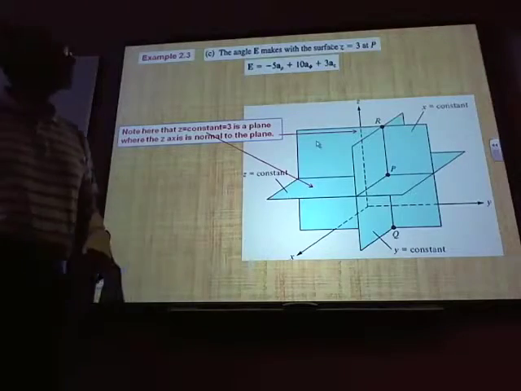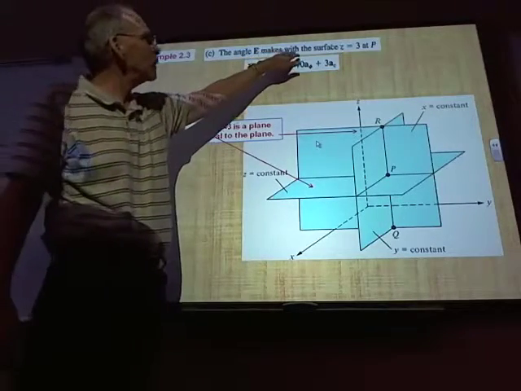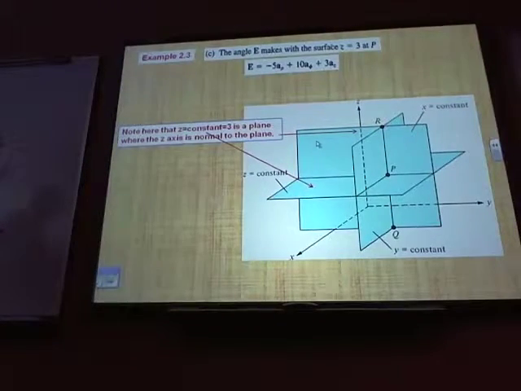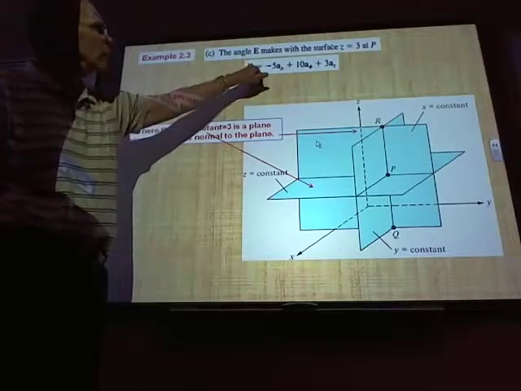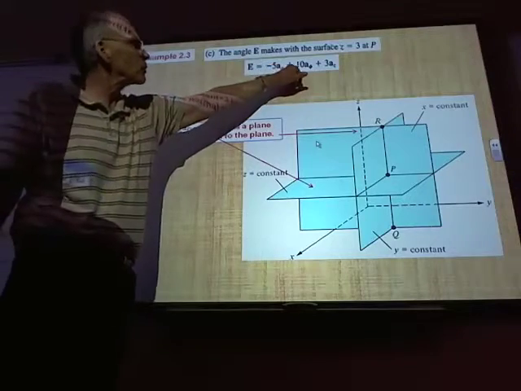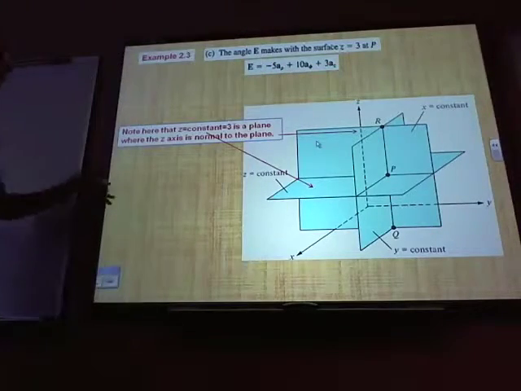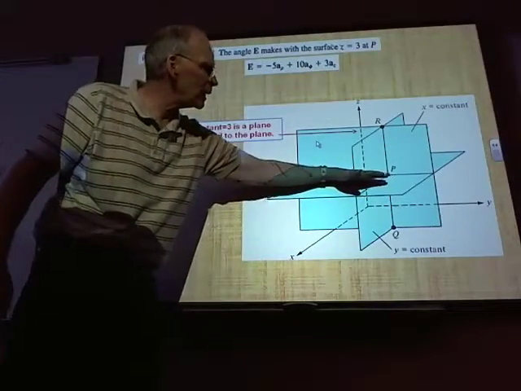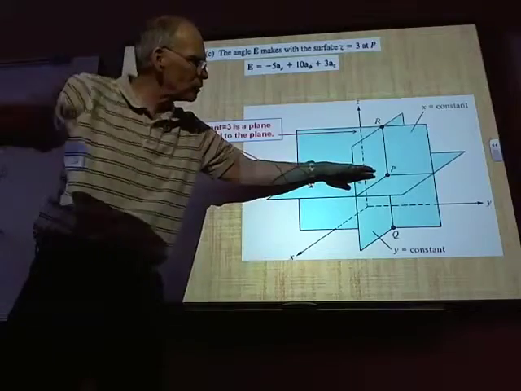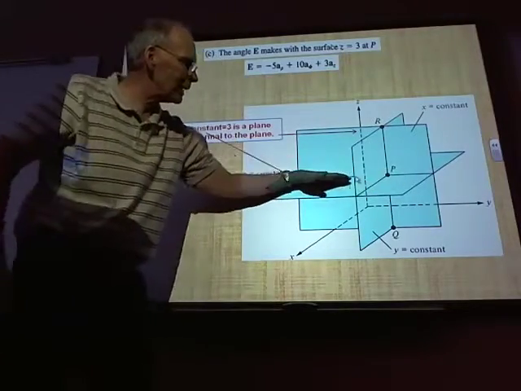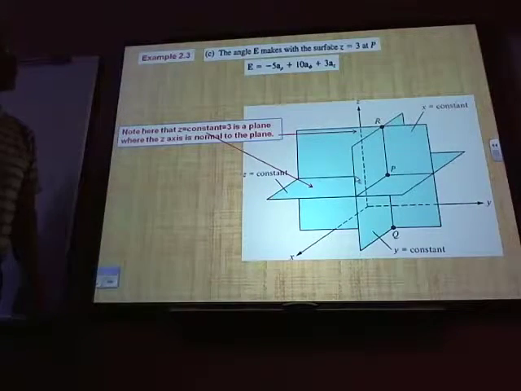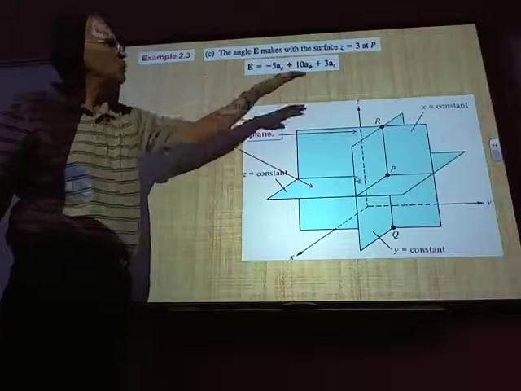Now we want to find the angle that E makes with the surface z equal to 3 at point P. So we've got E equal to minus 5 a_rho plus 10 a_phi. All right, we want to find that out. Note here that z equal to 3 is a plane that goes to plus or minus infinity in the x and y direction. So it's just a plane. What we want to do is find the normal to that plane, because I'm trying to find the angle that E makes with the surface.